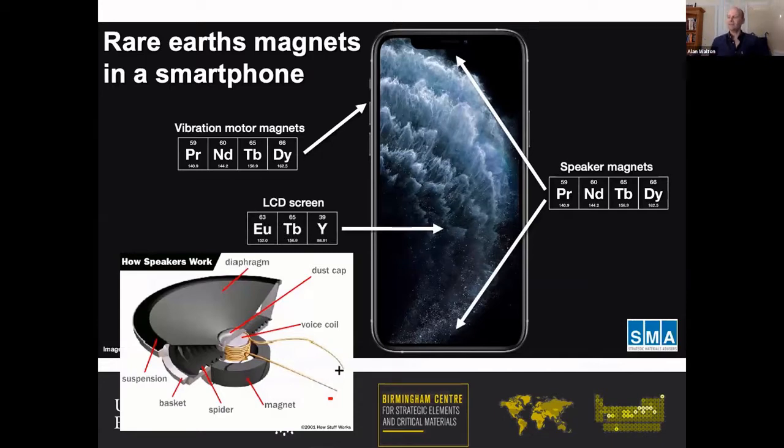Well, all of you will be carrying rare earth magnets around with you in your mobile phones. They're used in the speakers, in the vibration motor, in the optics. And essentially what they're doing is taking electricity and converting that into motion. So in a loudspeaker, you'll have a magnet surrounding an induction coil, and it will basically repel away from the induction coil as you apply a field.